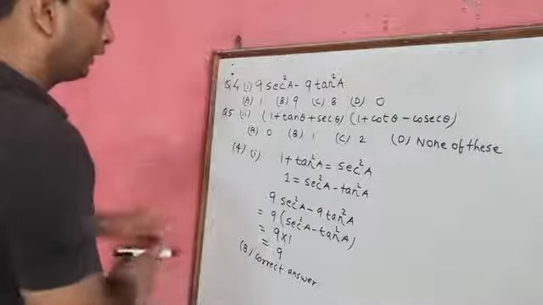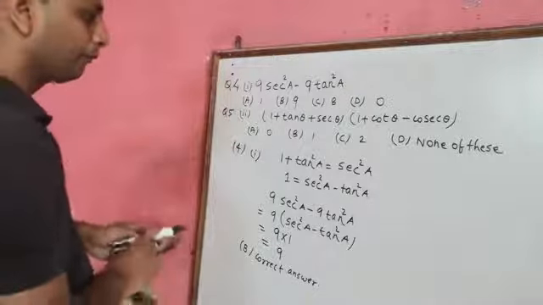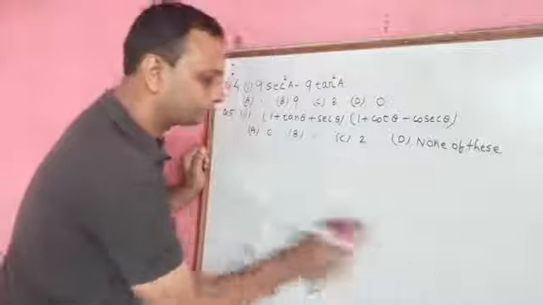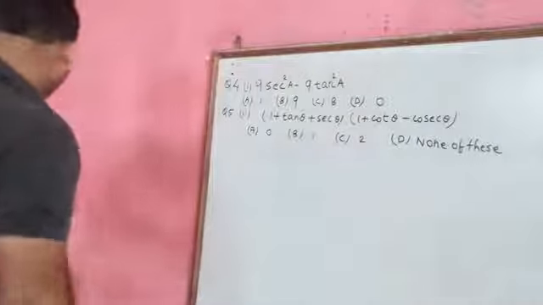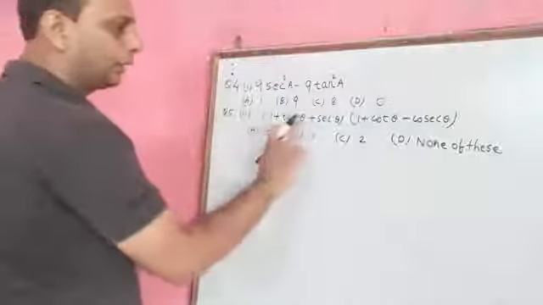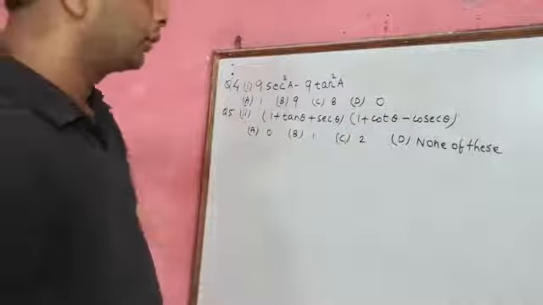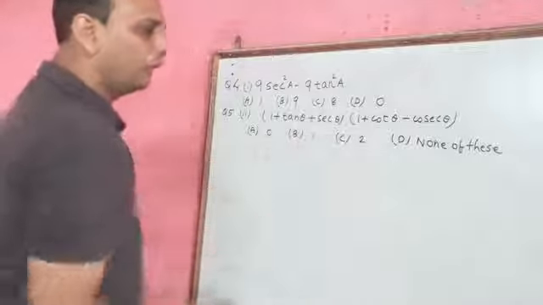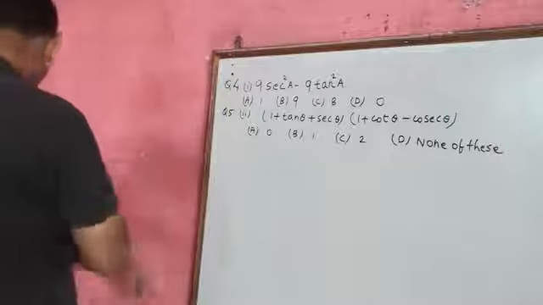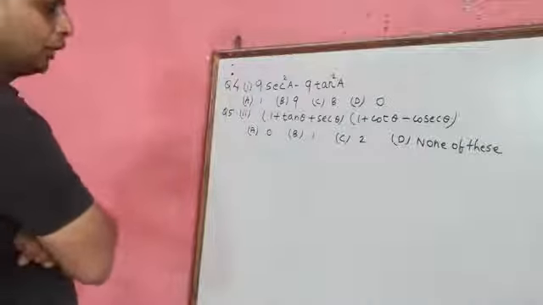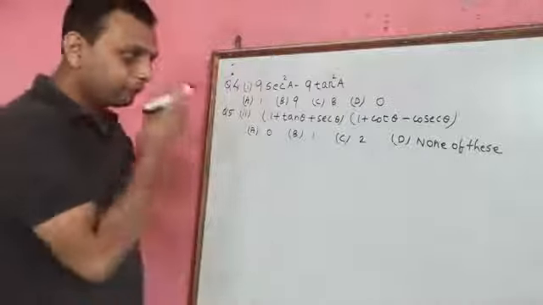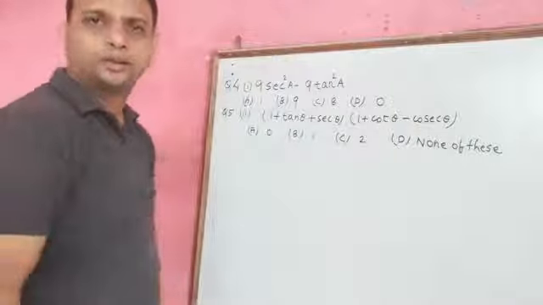Now you see there is another, fifth question. After completing this, we will solve the fifth question. You can see it is written: 1 plus tan square theta plus sec square theta, 1 plus cot theta minus cosec theta, equal to, and among this there are four options: 0, 1, 2 and none of these. So we have to find which is the correct answer.